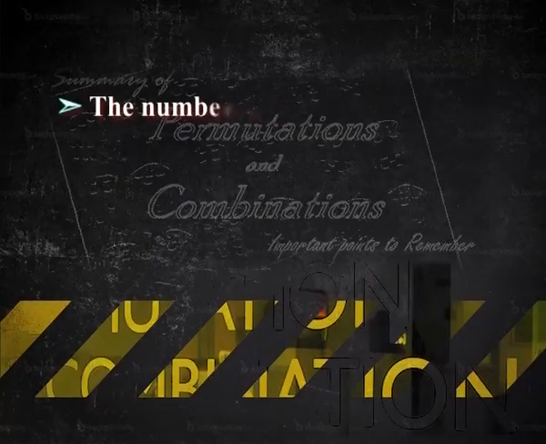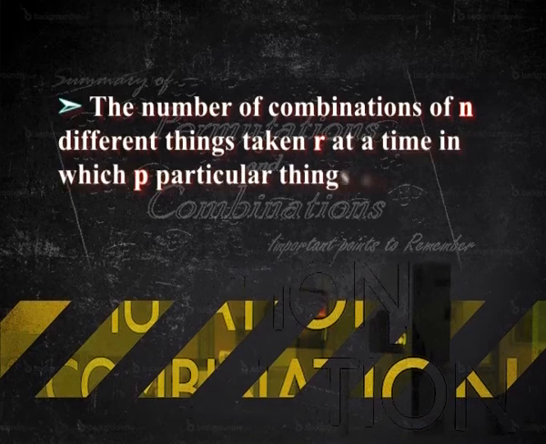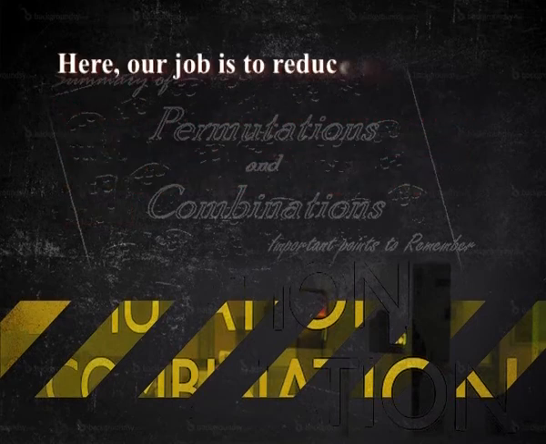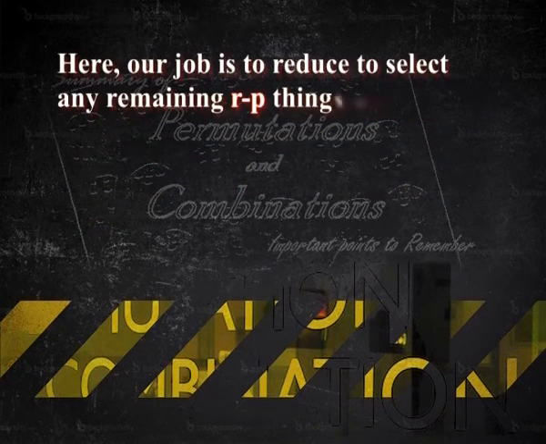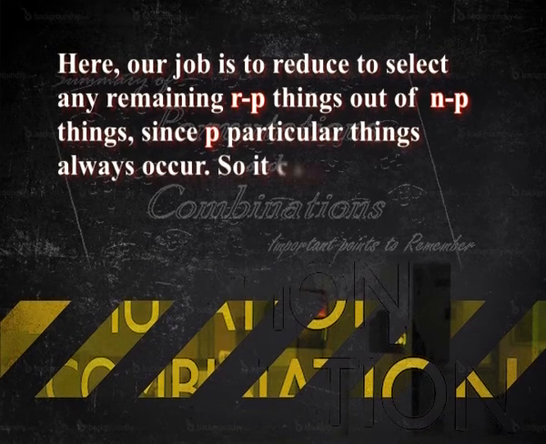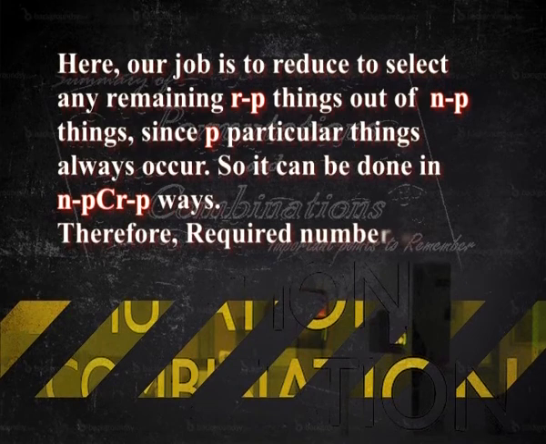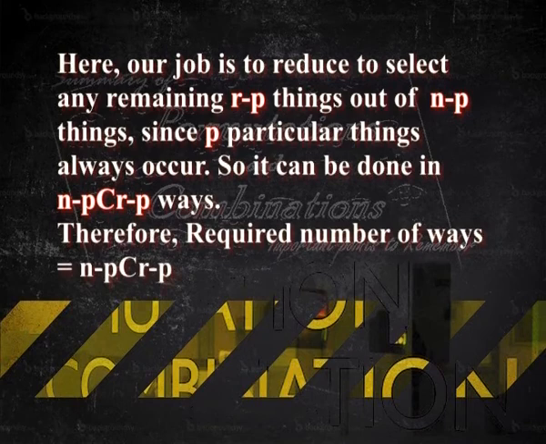Let's see in what cases we have some restricted combinations. The first one here comes as the number of combinations of n different things taken r at a time in which p particular things always occur. Here our job is to select any remaining r minus p things out of n minus p things. Since p particular things always occur, it can be done in n minus p choose r minus p ways. Therefore, the required number of ways will be n minus p choose r minus p.